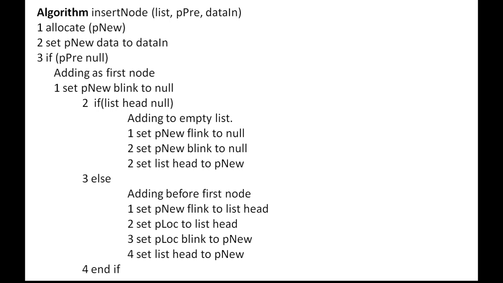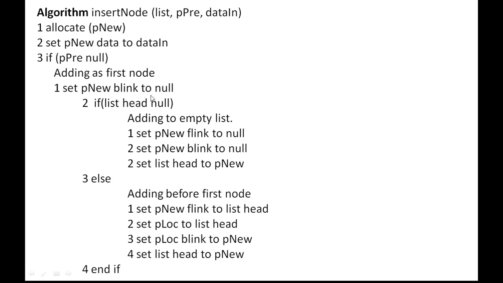That responsibility is with the search algorithm. The search algorithm will locate the correct position and it will return the previous pointer. So p-pre will contain the address of the previous node after which the new node has to be inserted. Which means that if p-pre is null, the new node is supposed to be inserted as the first node. That is why p-pre is null. So we are looking at condition 1, where we want to add the new node as the first node.